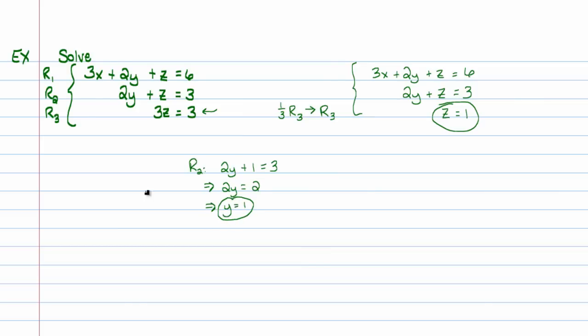So let's see, I'm going to write my letters over here so I have them nice and organized. We found out that z was 1 and y was 1. So now that I know what z and y are, I can go to row 1 and plug in those values for z and y. 2 times 1 plus 1 is equal to 6. That's 3, subtract 3 from both sides. That implies that 3x is equal to 3, which implies that x also is equal to 1. There we go.